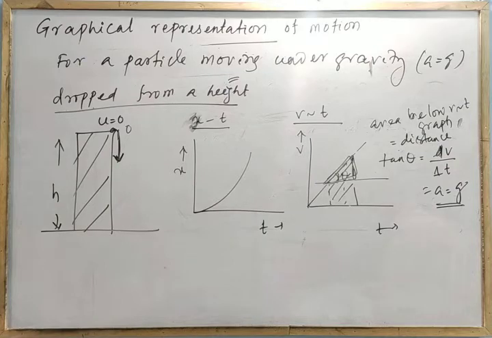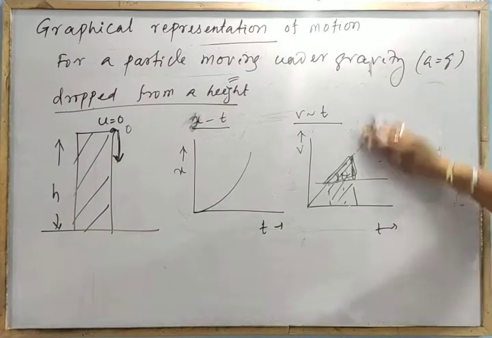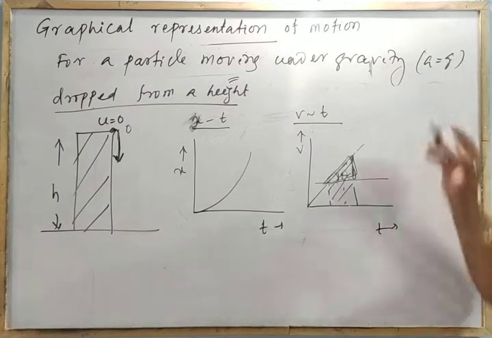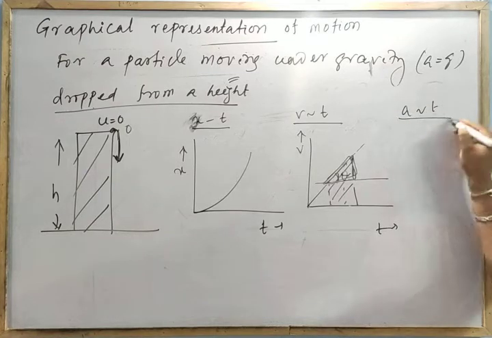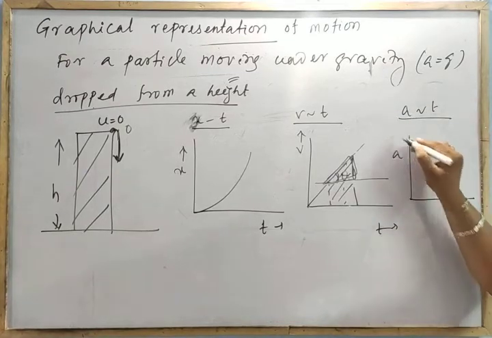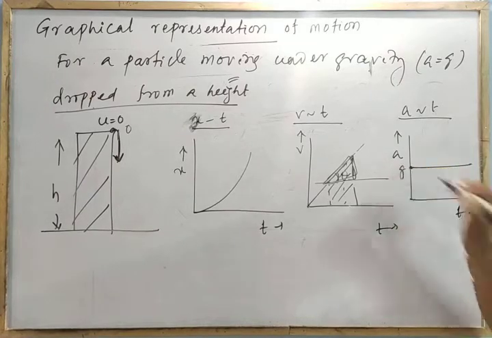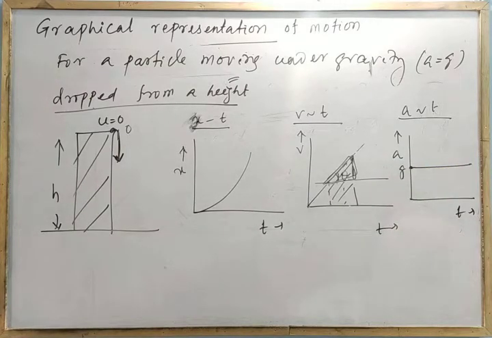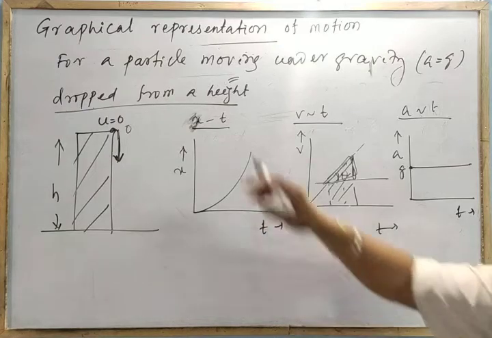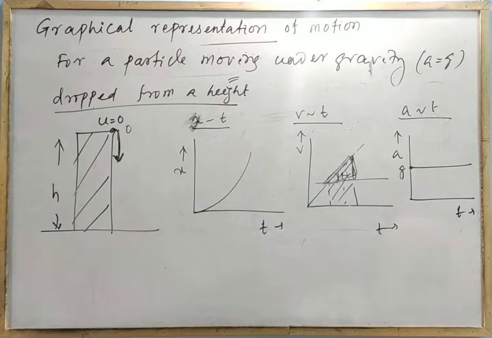Similarly, the acceleration due to gravity, here acceleration is equal to g for the free falling case. In the acceleration versus time graph, it remains constant. What is this value? G. A is equal to g. Clear?